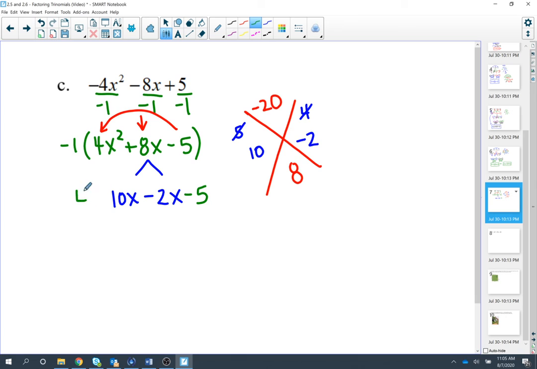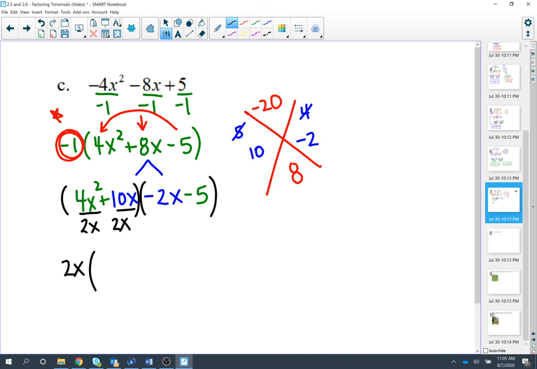Drop down the 4x squared. Put a plus. Take this guy, put a star next to him, forget about him. Grouping. 4x squared, 10x. 2x. Record your 2x. What's left over?